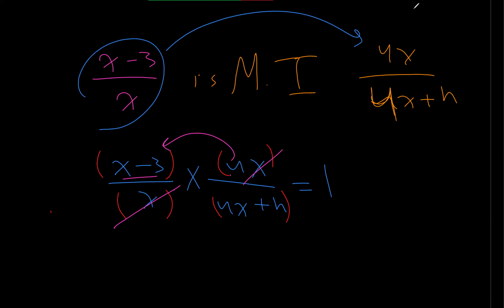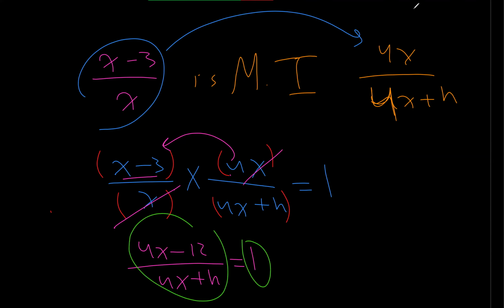Multiply the 4 by what is inside. This is the distributive property. You're going to multiply the 4 by x and the 4 by negative 3. So it's going to be 4x minus 3 times 4, which is 12. Now what is left in the denominator is 4x plus h. And the right side equals 1. As long as the right side equals 1, the left side has to be 1. And when you have a fraction, the fraction can be 1 if the denominator equals the numerator, right?